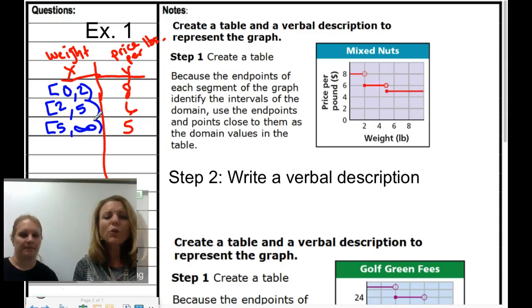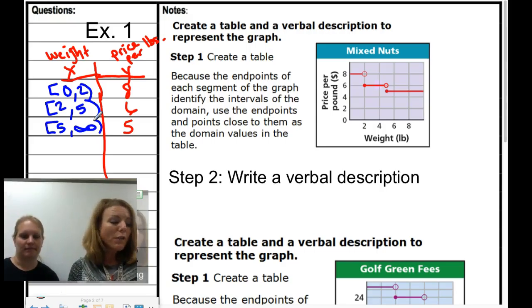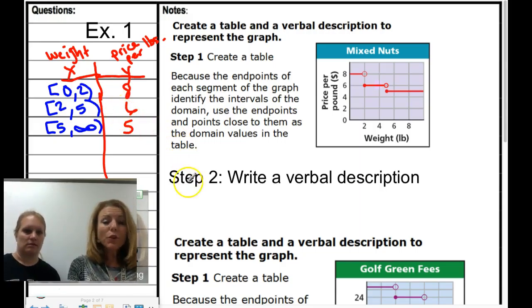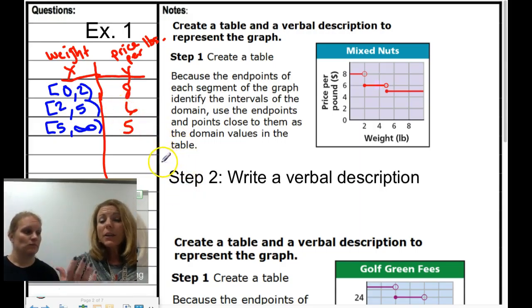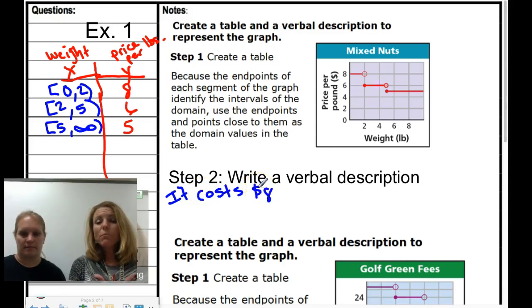Correct. And we did the closed circle on the 0. It didn't really matter because think about it: if I don't buy anything, I'm not going to pay anything. So now a verbal description is what we need down here. Basically what the verbal description is, you can do step 2, it costs $8 per pound.